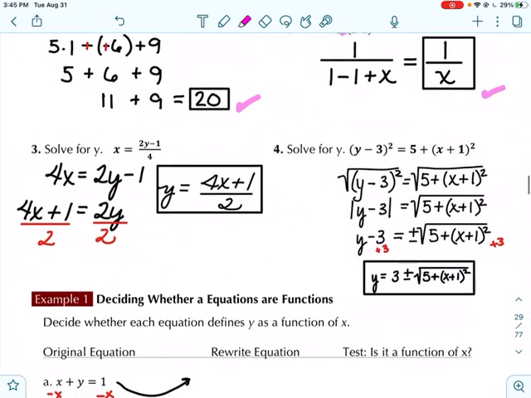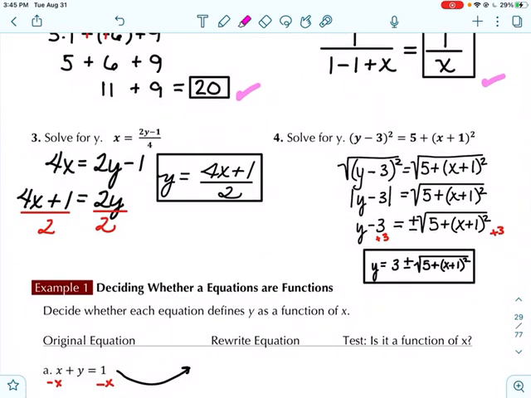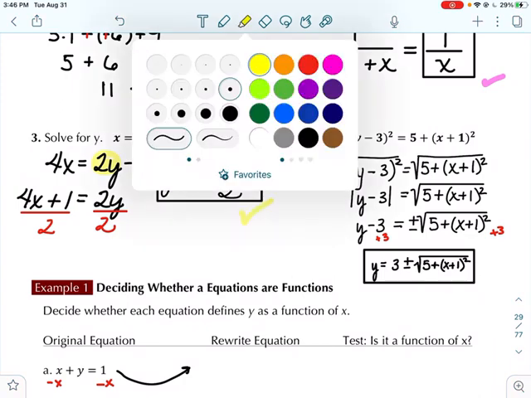For number 3, I'm going to solve for y, so I want to isolate the y in the expression. The first thing I do is multiply both sides by 4, which cancels the 4 in the denominator on the right. You're left with 2y minus 1. Add 1 to both sides, so you get 4x plus 1 is equal to 2y. The last step is to divide by 2, giving our final answer.